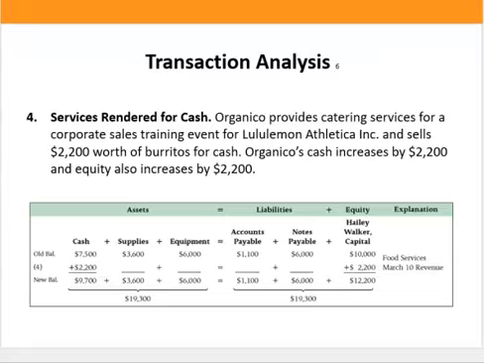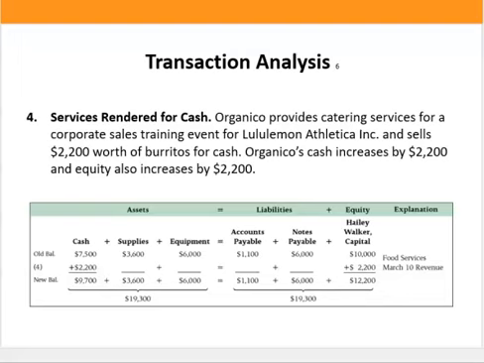So now we have revenue. Okay, services rendered. So Organico provided catering service for a company, and they sold $2,200 worth of burritos for cash. Okay, so we gave them burritos, so that's our revenue.